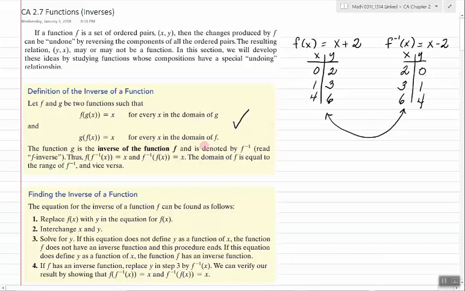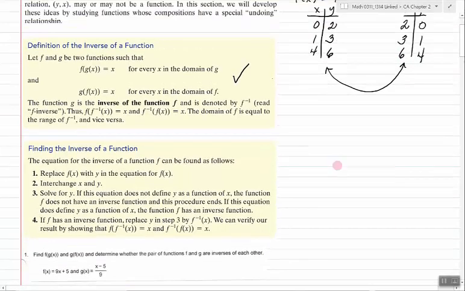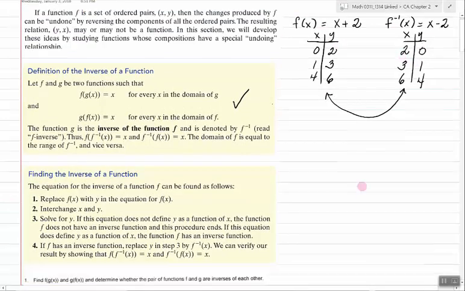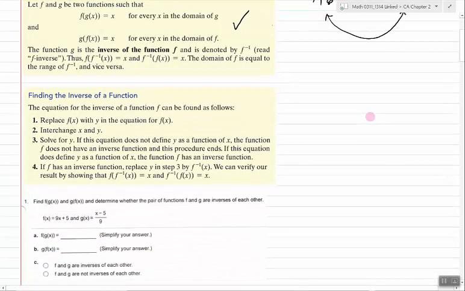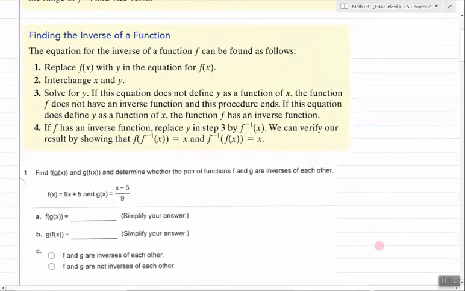Something else they mention in this statement is that the domain of f is equal to the range of f inverse and vice versa. You can see that demonstrated over here because these are members of the domain of f, but for its inverse they are members of the range. These are members of the range of f, but for the inverse, they are members of the domain. All right, we talk about how to find an inverse. Now I did this process up here, but I didn't show you my steps, and I will in a few minutes.